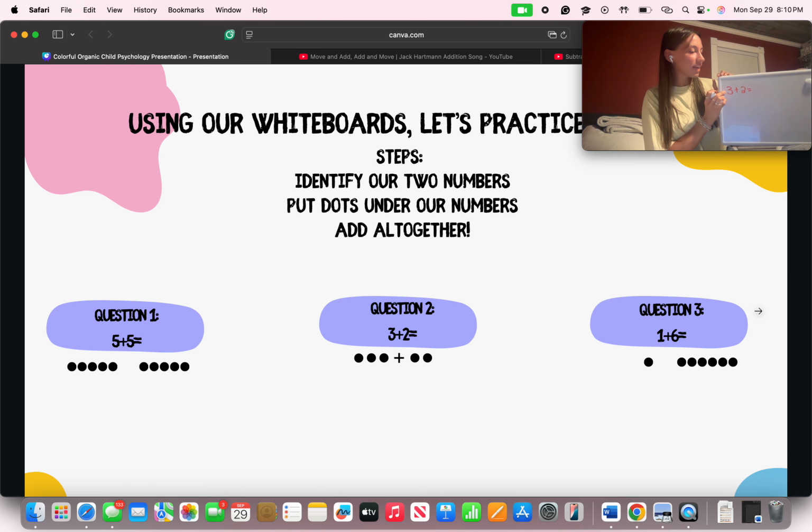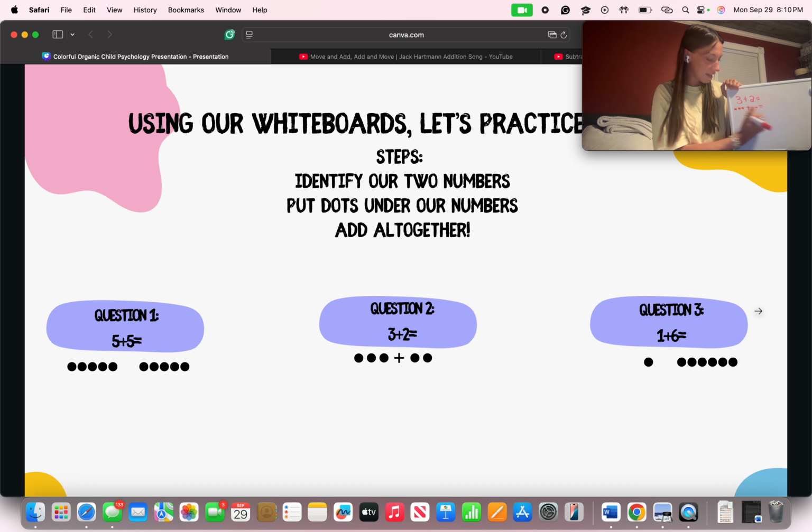Wonderful. So, friend A told us that they put 3 dots under their number 3 plus 2 dots under their number 2, and when they added them all together, 1, 2, 3, 4, 5, they got the sum of 5 when adding 3 plus 2. Now, let's move on to our last question. 1 plus 6 equals?